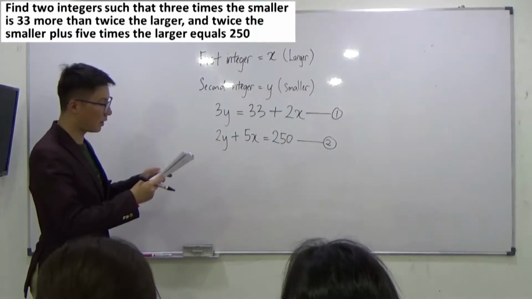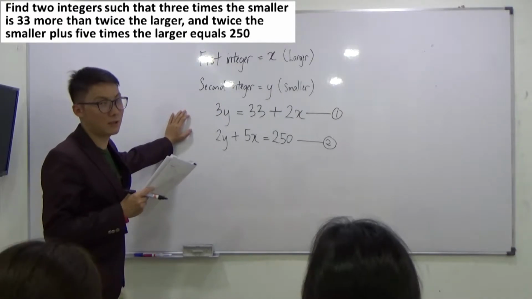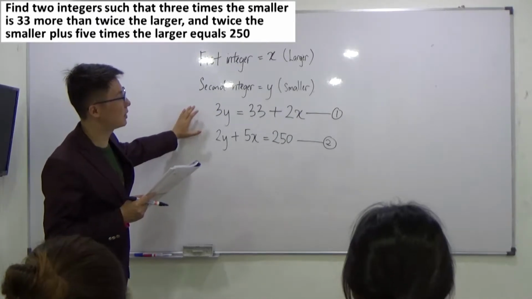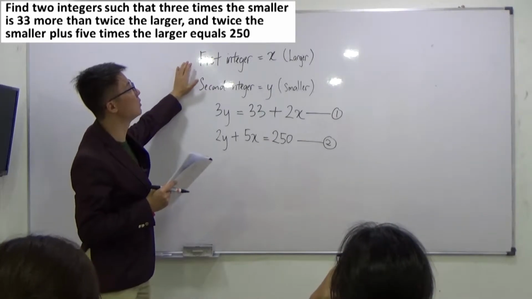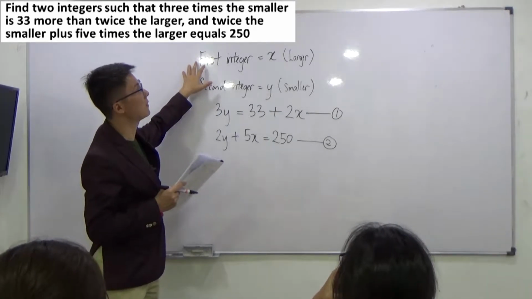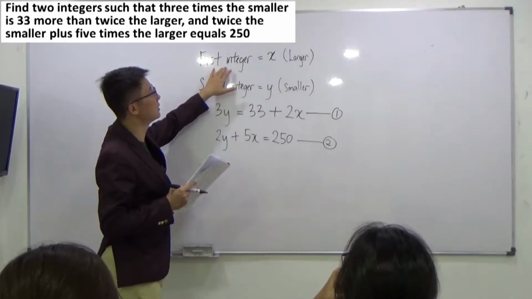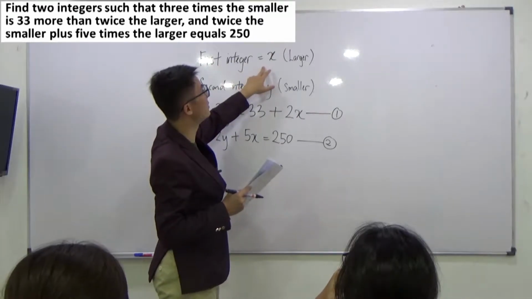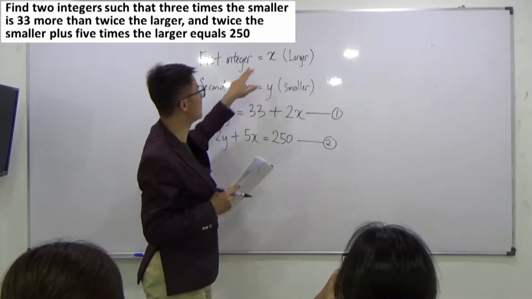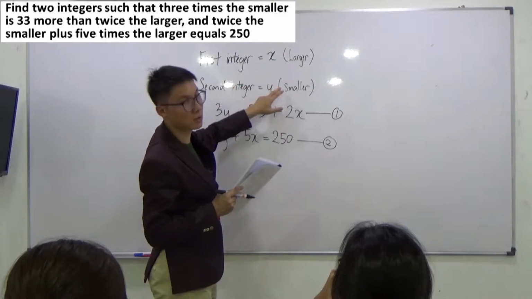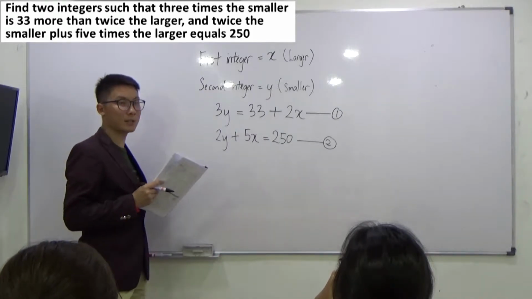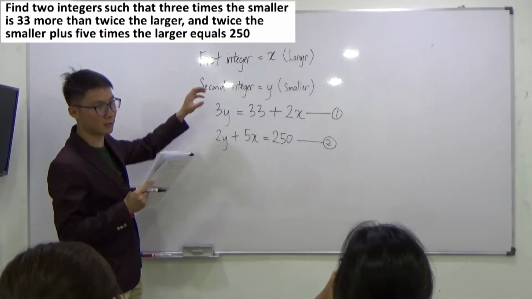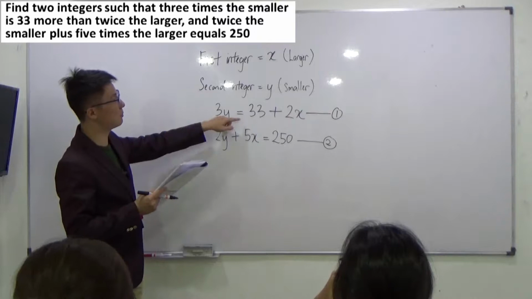So this is the way we convert a sentence into a mathematical equation. First of all, it is very important that you know how to express the integers using unknowns, and then you make some assumption, larger or smaller. Then you can form the equation, directly converting the meaning from the sentence into the mathematical equation.